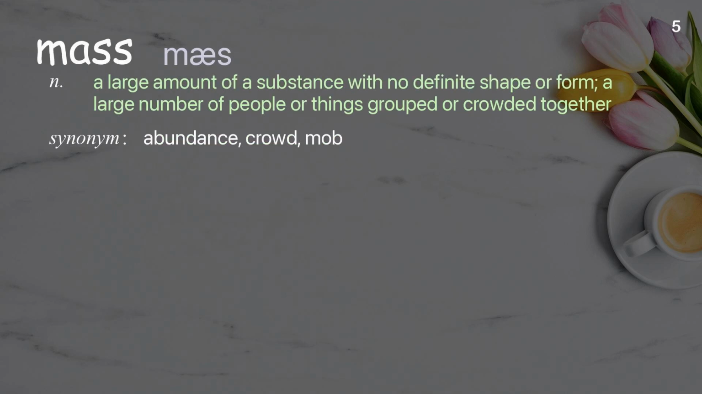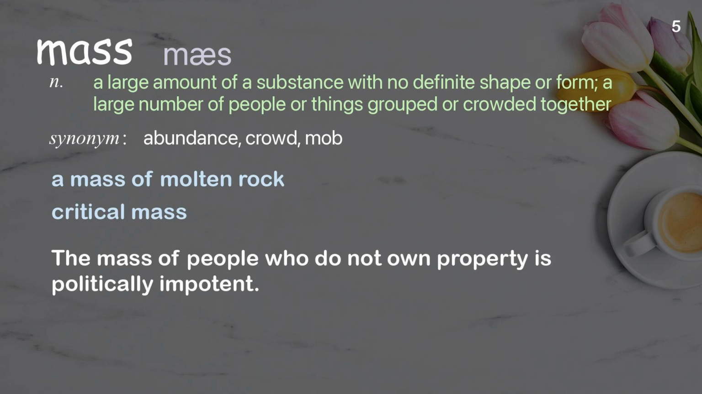Mass. A large amount of a substance with no definite shape or form; a large number of people or things grouped or crowded together. Examples: A mass of molten rock. Critical mass. The mass of people who do not own property is politically impotent.